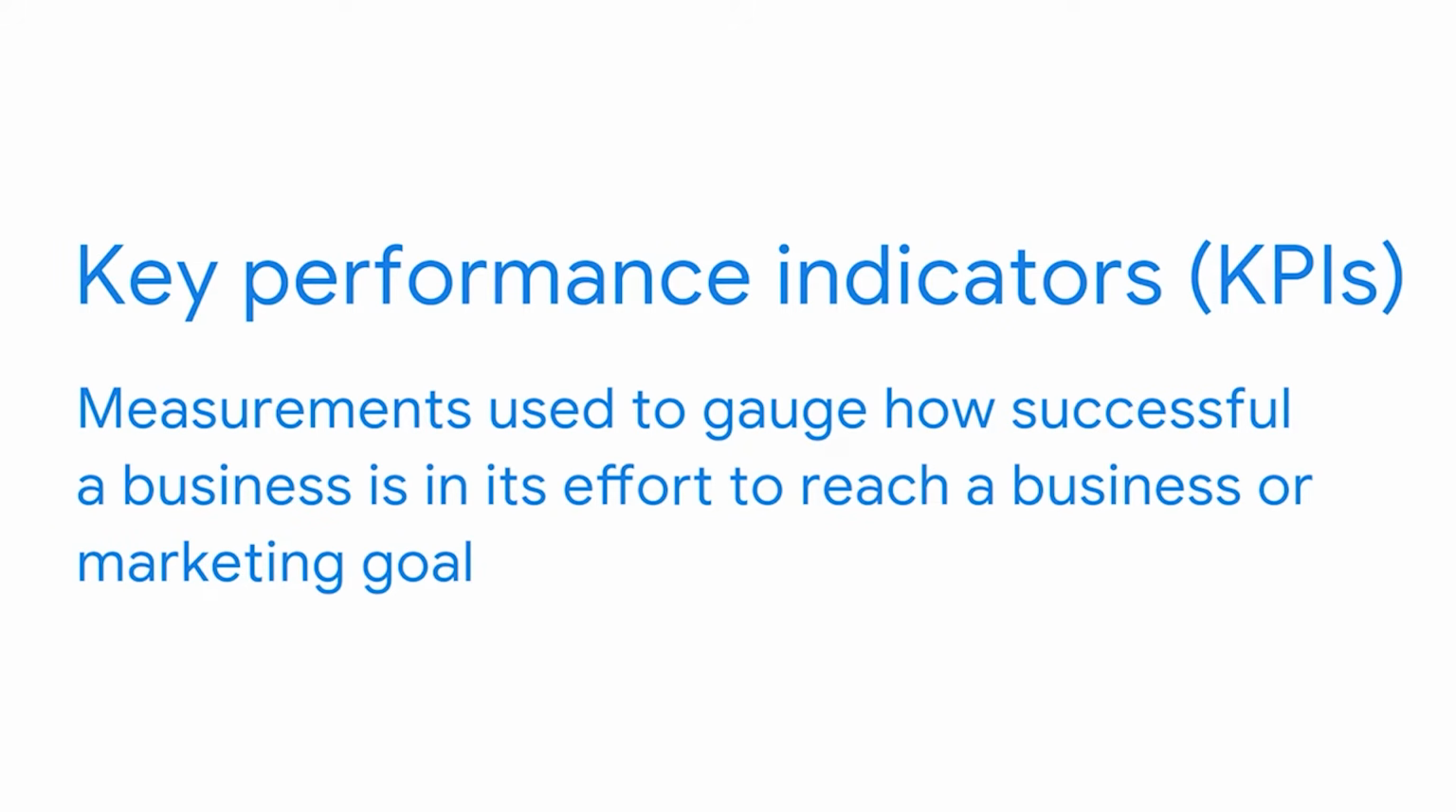Recall that key performance indicators, or KPIs, are measurements used to gauge how successful a business is in its effort to reach a business or marketing goal. KPIs are metrics, but not all metrics are KPIs. This is because KPIs are the metrics you decide are important to determine your email marketing campaign success. You may decide that return on investment and conversion rate are the two metrics your company needs to prioritize for success, whereas open rate isn't a metric you'll pay attention to. And sometimes it's helpful to think about how your metrics fit together.